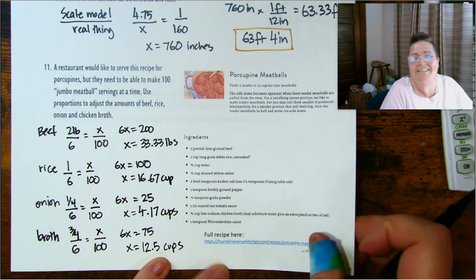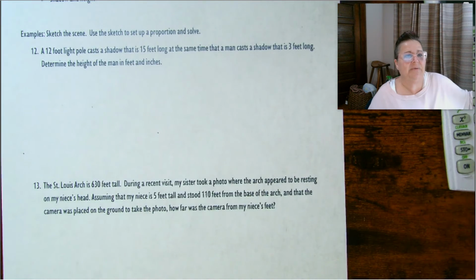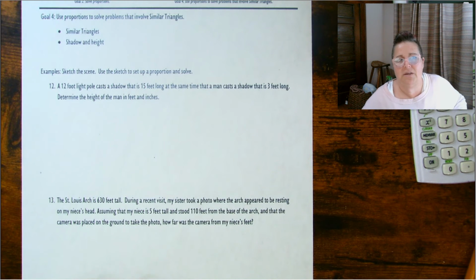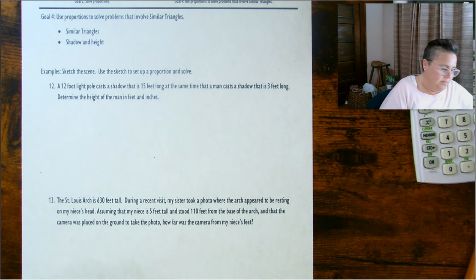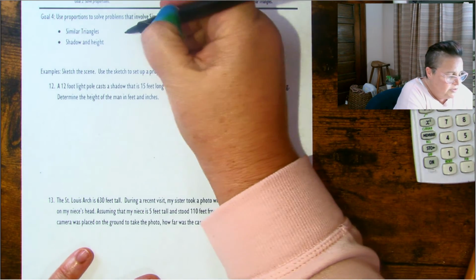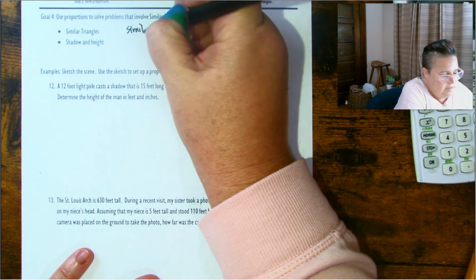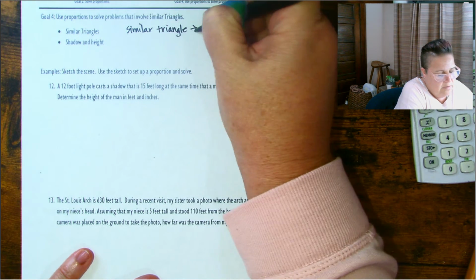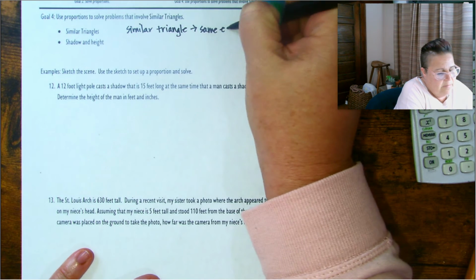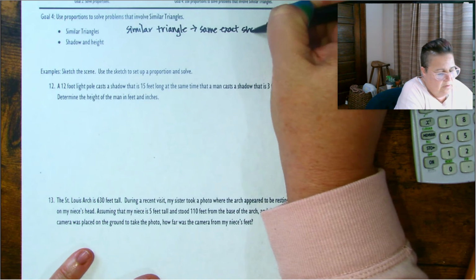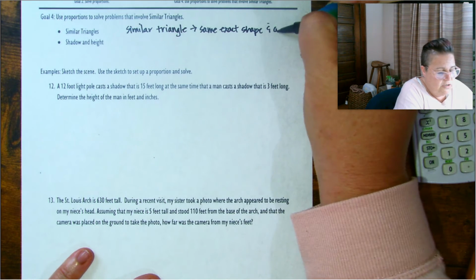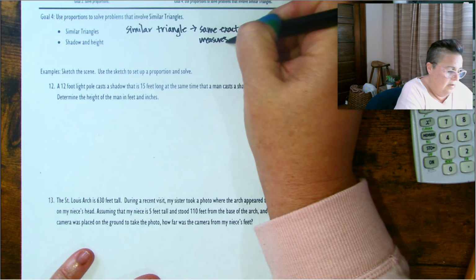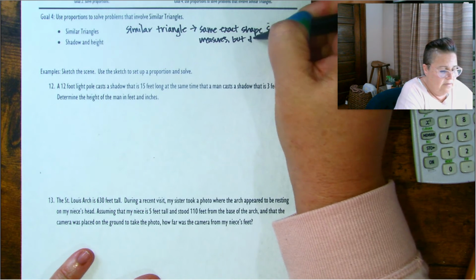All right. Let's take a look at the last bit. The last bit is going to use similar triangles. So we're going to use proportions to solve problems that involve similar triangles. Similar triangles are triangles with the same shape, same exact shape, and angle measures. But different size.